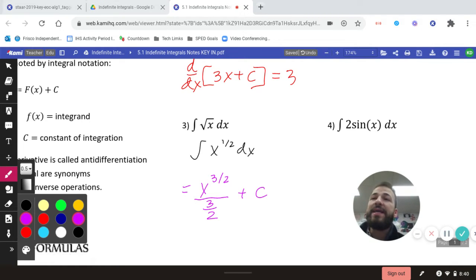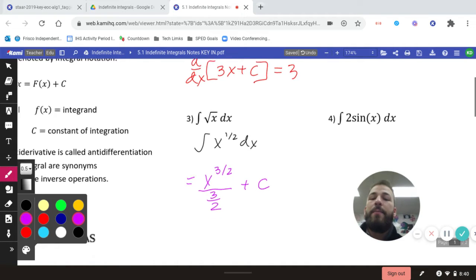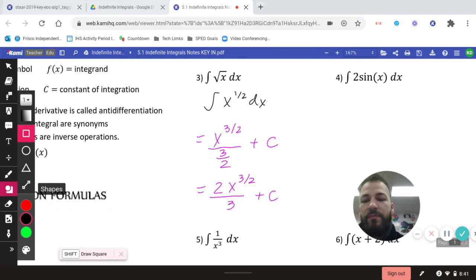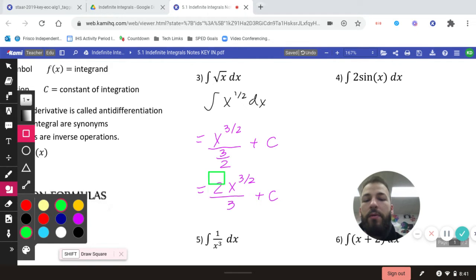Now, you can technically leave it as x to the 3/2 divided by 3/2 plus c, but that's really, really gross, and you really should not have compound fractions like that. So I can simplify that. Dividing by the fraction is the same as multiplying by the reciprocal. So this becomes 2x to the 3/2 over 3 plus c. And that's my final answer.